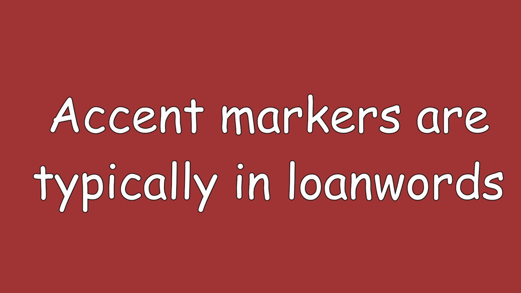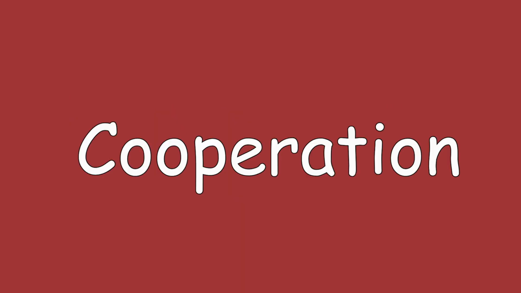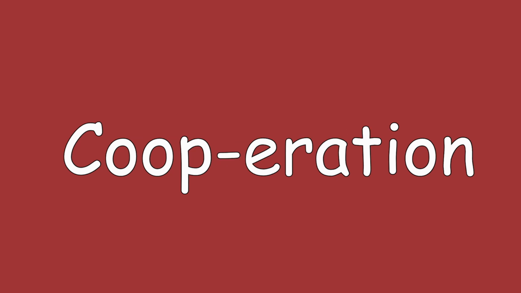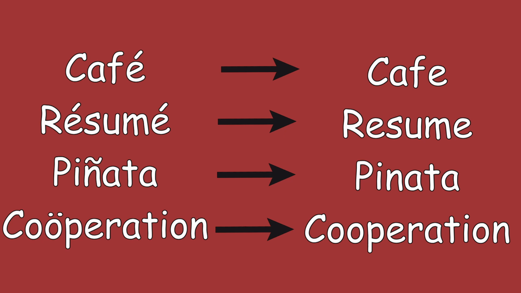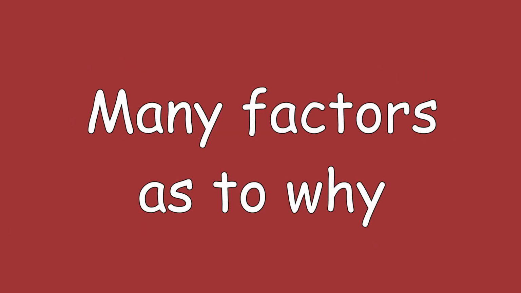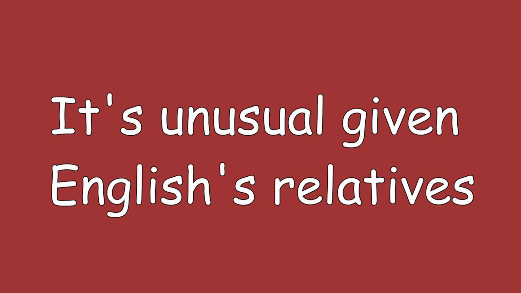They are primarily found in loanwords, but some words like coöperation can be found with an umlaut spelling to avoid people pronouncing it as "cooperation." Even with these examples, these words could still simply be written without the accent marker and still be correct. There are many factors as to why English doesn't have accent markers, but it's strange that English lacks them because so many of its relatives use them all the time.